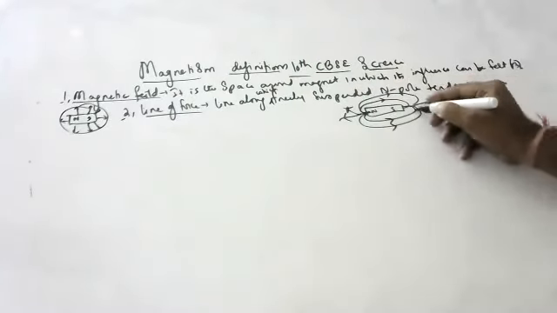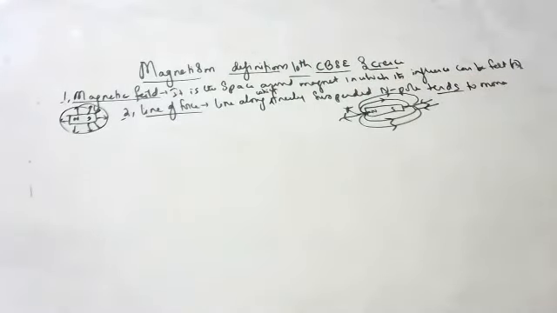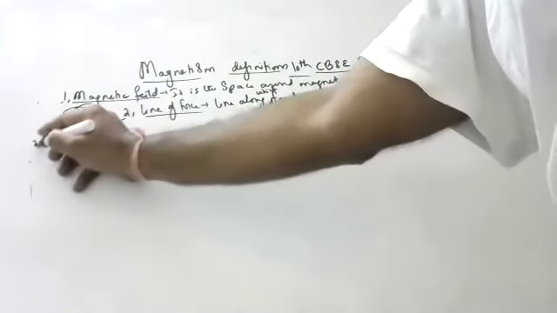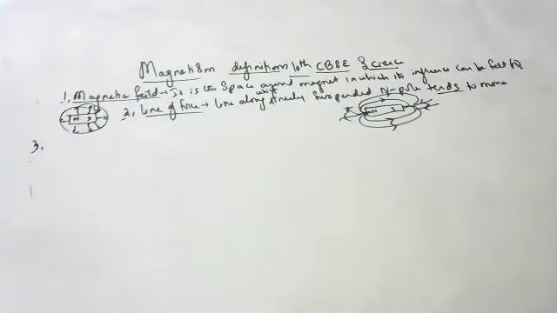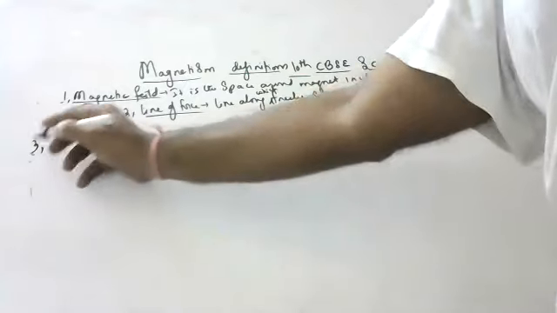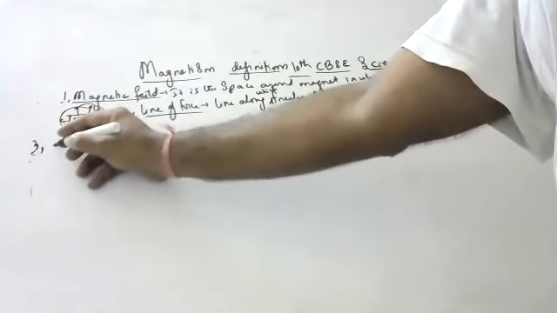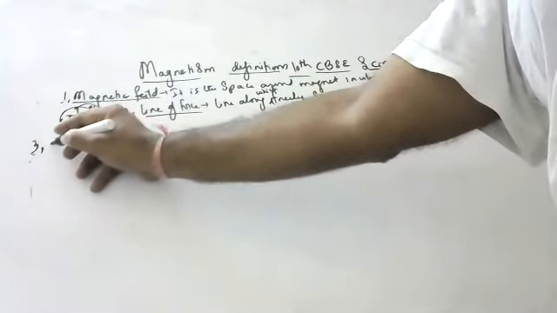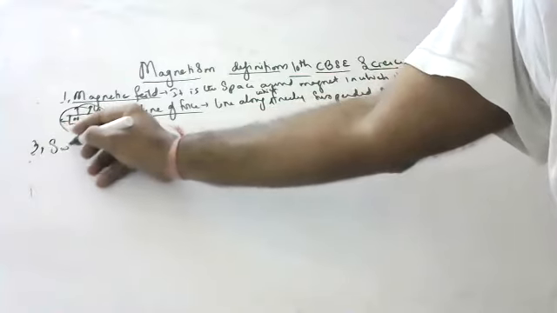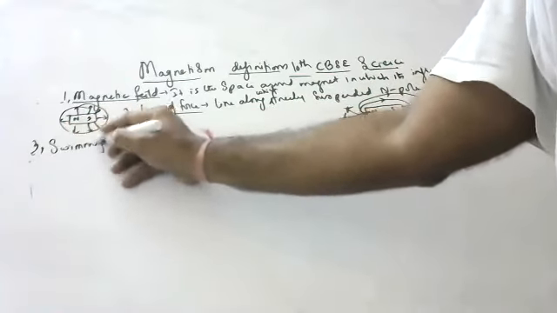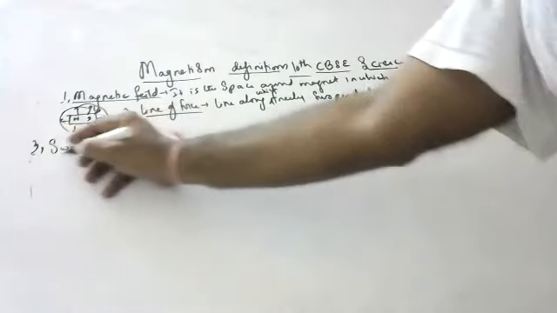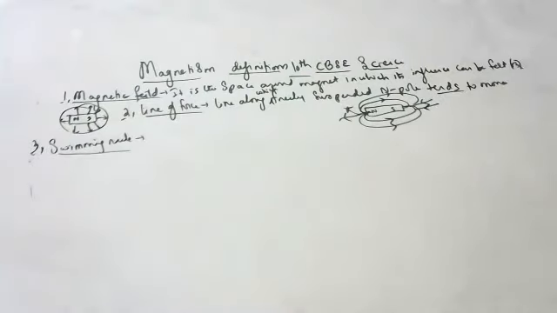Okay, children, the line of force is a line along which a freely suspended north pole tends to move. Next definition. What is the next definition we have in this lesson, children? Swimming rule we have. What is the swimming rule?